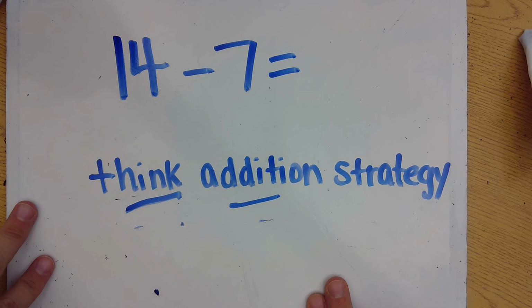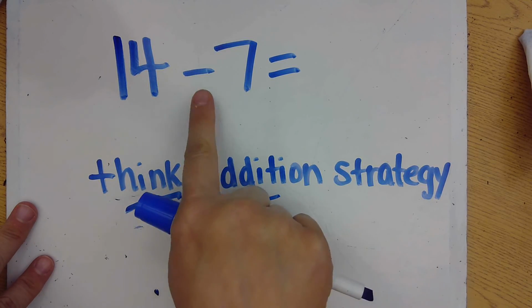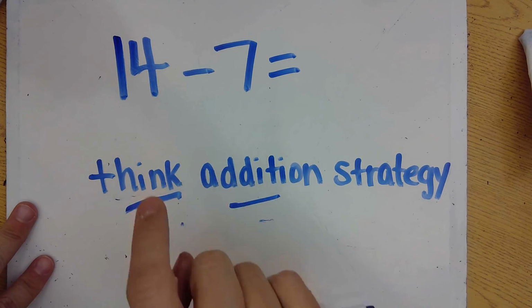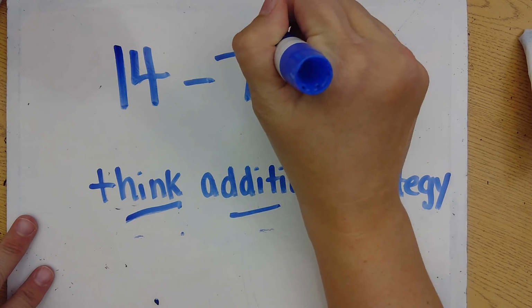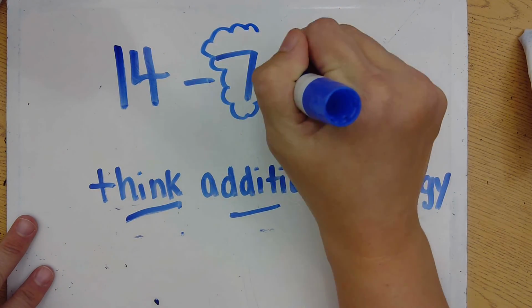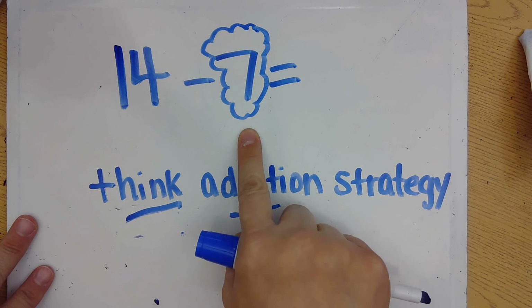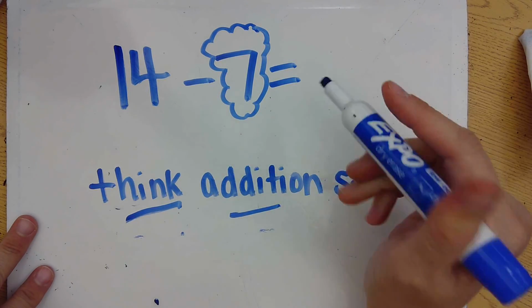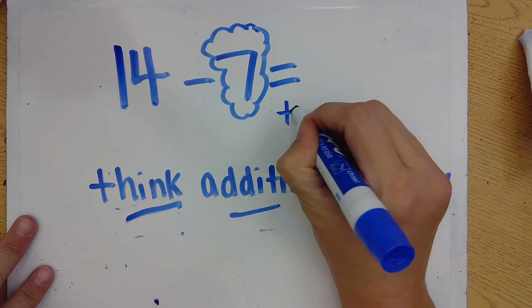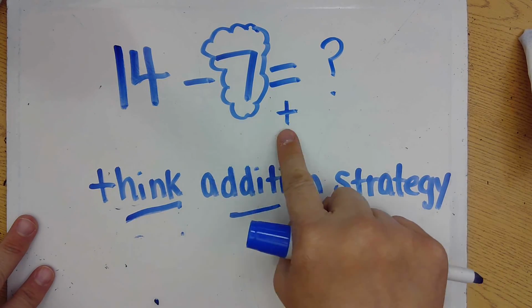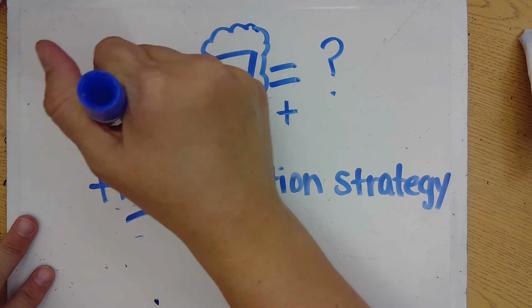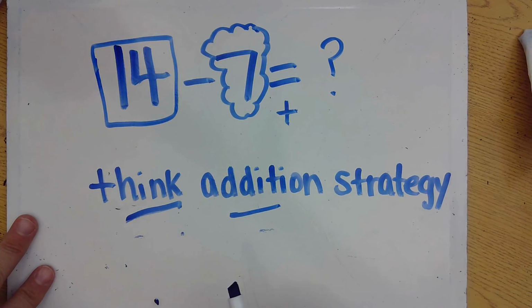All right, here's the last one that we're looking at. Again, I'm going to use the think addition strategy to help me figure out this subtraction problem. Oh, that sounds so funny every time I hear that. So I am going to be looking mainly at this number here, the 7, and I'm going to imagine in my head 7 plus what is the missing number? 7 plus what equals 14 as the answer.